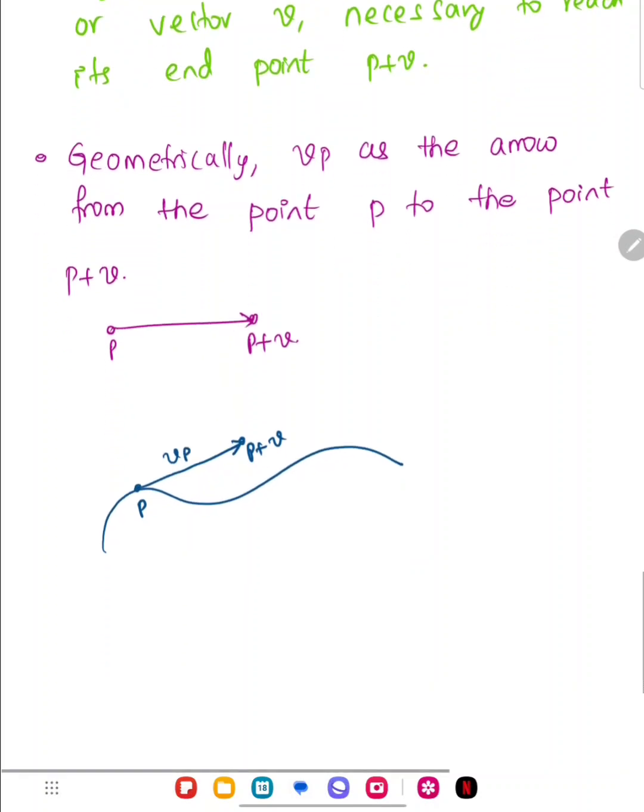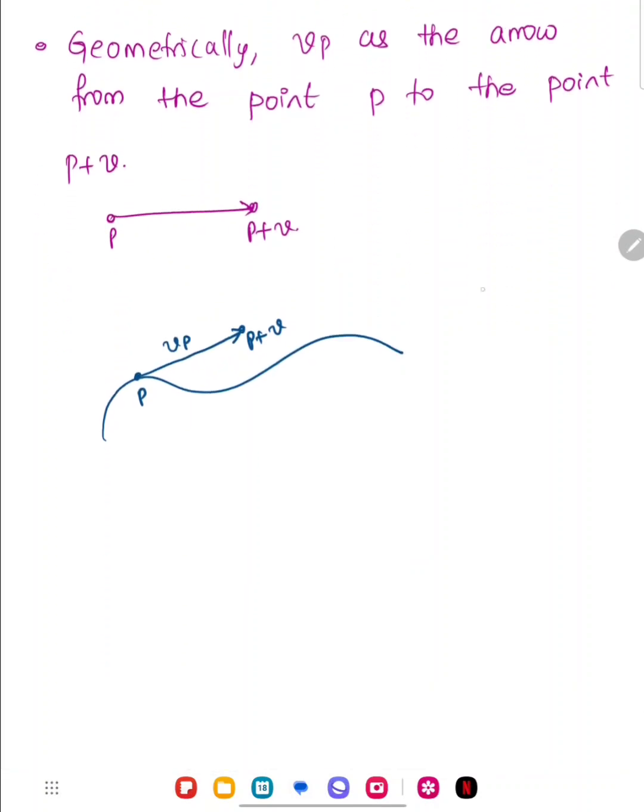This is about tangent vectors to any curve in E3. This is a curve in E3. P is a point in E3 which is called the point of application, and VP is called a tangent vector. Here V is called the vector part, which is any point in E3.